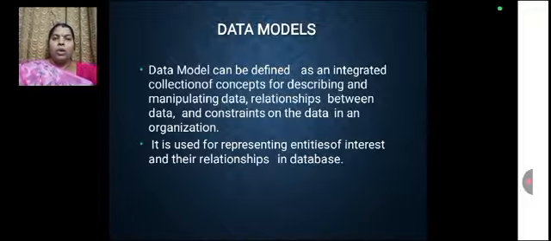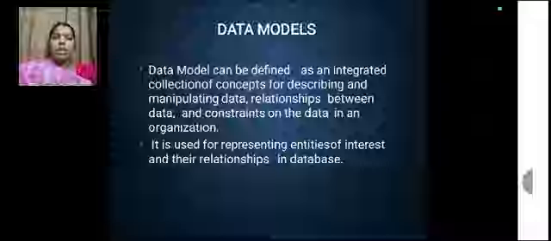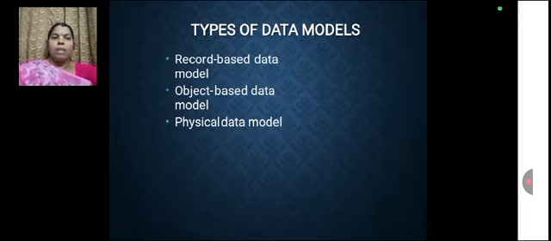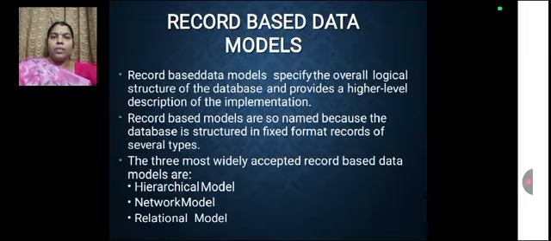Before entering into how the data gets stored and processed, there are data models, which integrate a collection of concepts for describing and manipulating data. They also give a relationship between the data and the constraints on the data in an organization. A data model is used for representing entities of interest and their relationship in the database. There are three major types of data models: record-based data model, object-based data model, and physical data model.